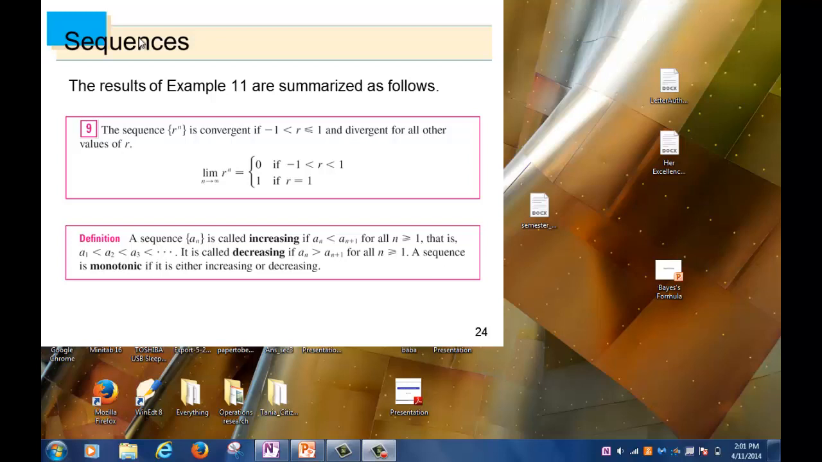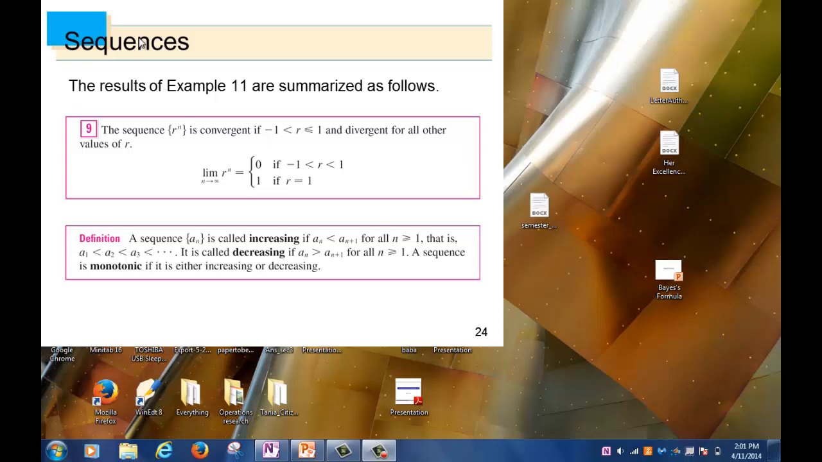Okay, so I'll now continue with the lecture from section 11.1. I think last time we looked at the sequence r to the n, where r is a constant, and last time we figured out that the sequence r to the n has limit 0 when r is between -1 up to +1, and the limit is exactly 1 when r is 1, right?